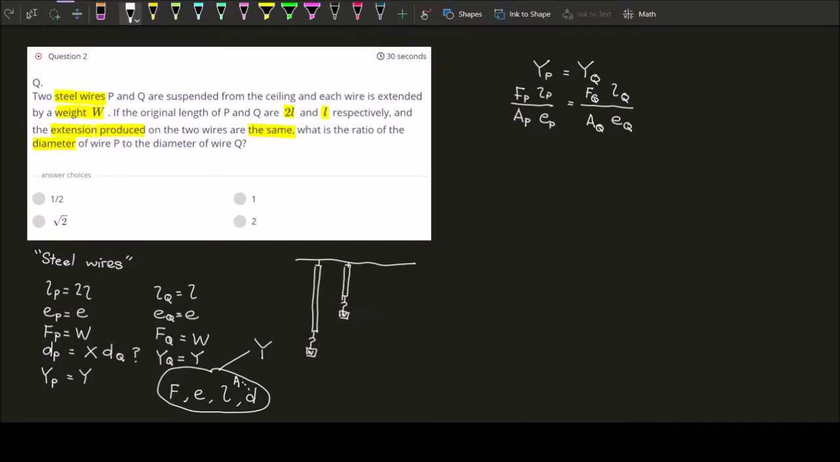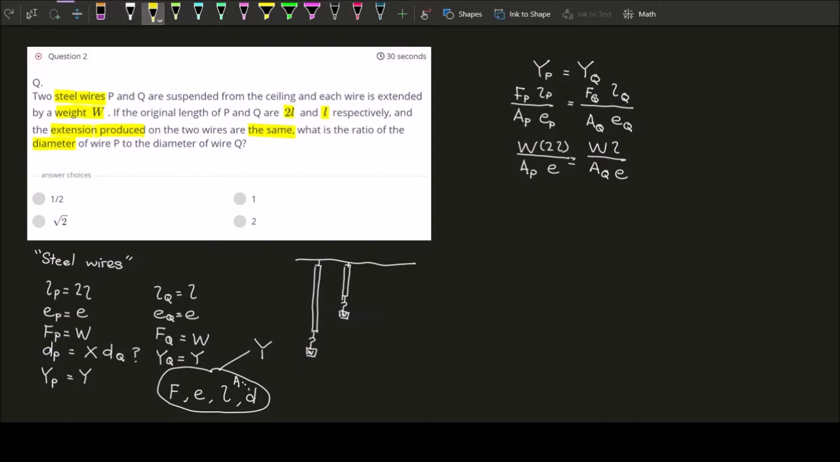Okay, now it's a matter of substitution. We substitute everything inside. F, all of them equals to W. L, this one is equals to 2L. Then A, you don't know, we write it as AP first. E is the same, we call it E. And this one is WL over AQE.